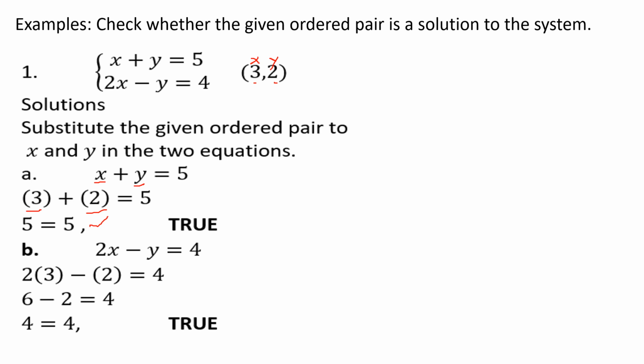Letter B is, let's substitute here the value of x, which is 3. So we have 2 times 3 minus the value of y, that is 2, equals 4. So 2 times 3, that is 6, minus 2 equals 4. Then 4 is equal to 4. Therefore, that is true. So which means that (3, 2) is the solution set of these equations.